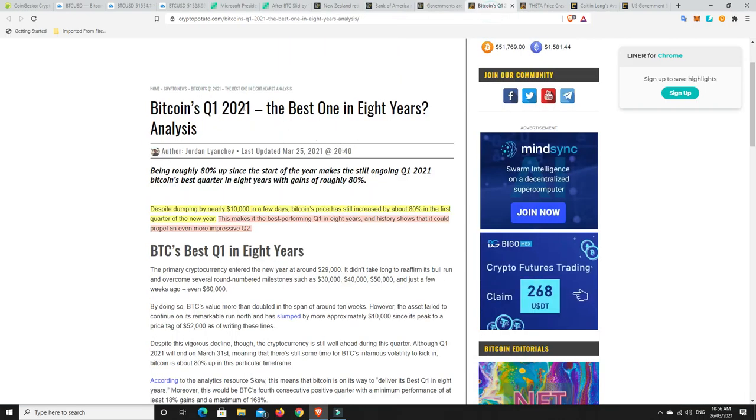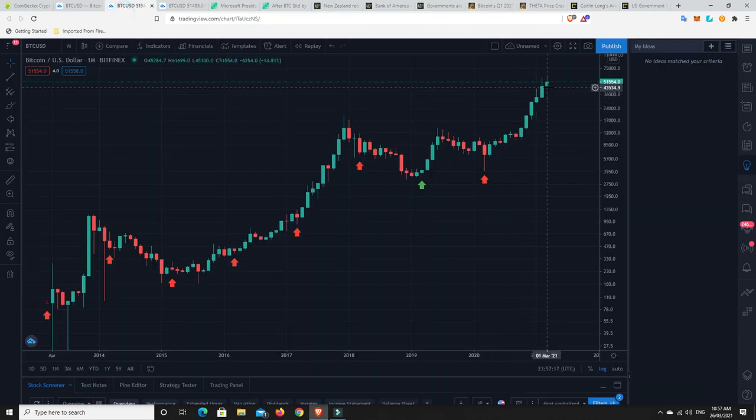Bitcoin's Q1, the best one in 8 years. Despite dumping nearly $10,000 in a few days, Bitcoin's price has still increased by 80% in the first quarter of this year. This makes it the best performing Q1 in 8 years, and history shows that it could propel an even more impressive Q2. So again, I definitely think it's possible that this can turn into a red month. I don't think we're going to have a major correction at the moment.